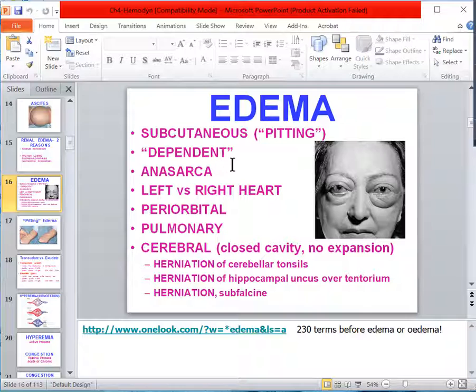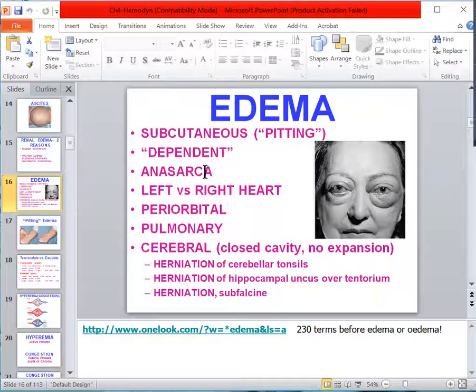There's also a term called dependent edema, and that's simply due to the fact that the lower extremities, which are the most gravitationally dependent portion of your venous system, if there is a lack of return in those because of prolonged bed rest or some problem with the valves or varicosities or lack of exercise, then that's going to result in an edema as well.